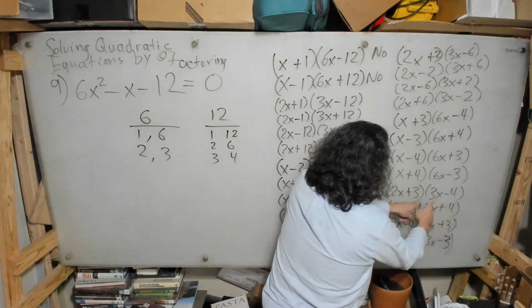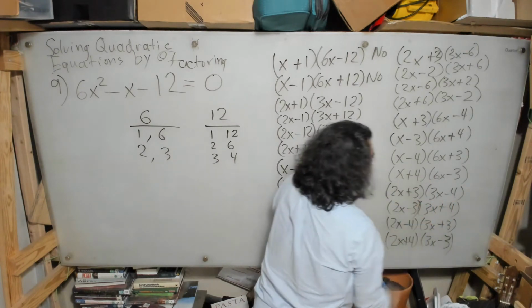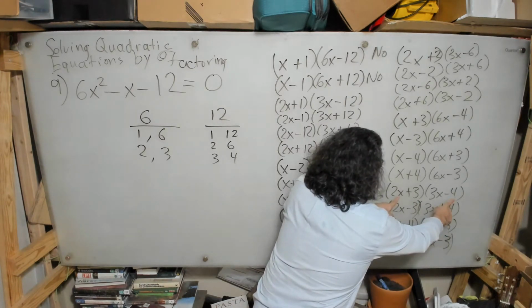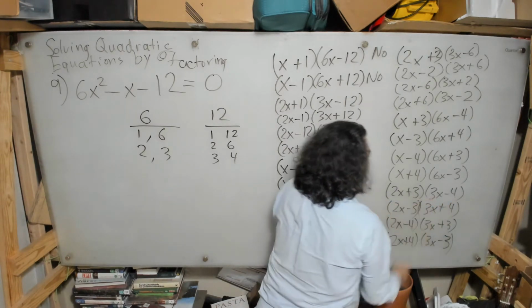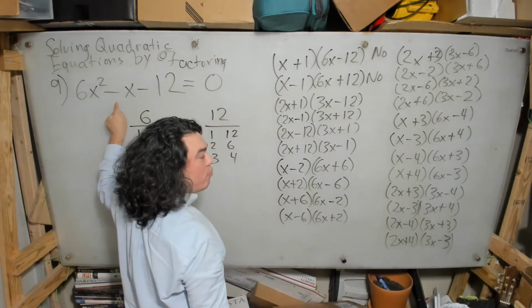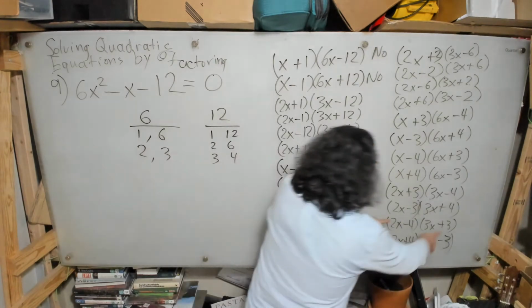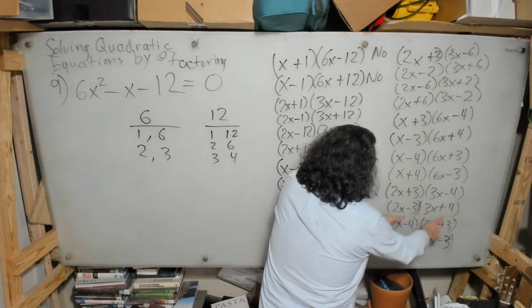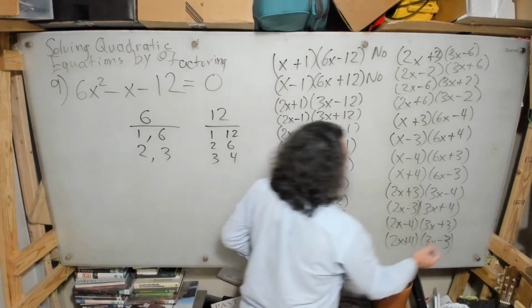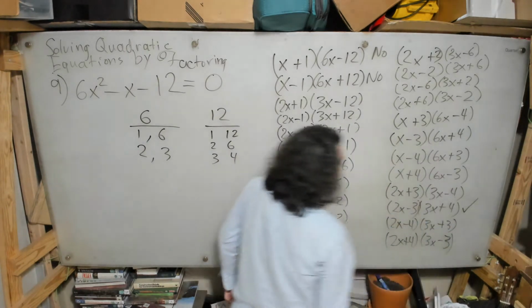Negative 8x plus 9x, look at that. Look at what happened there. Negative 8x plus 9x, that's going to be a positive 1 in the middle term. You see? It's not negative 1, but we can tell we're close. What about the next one? This is 8x minus 9x. The middle term is negative 1. We have a match here. Okay?